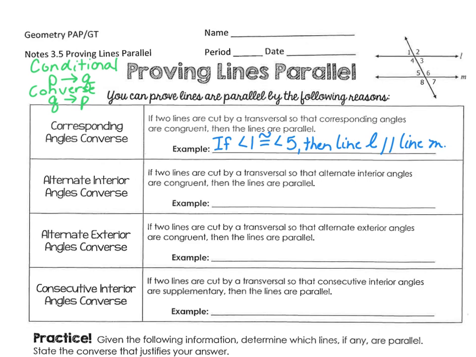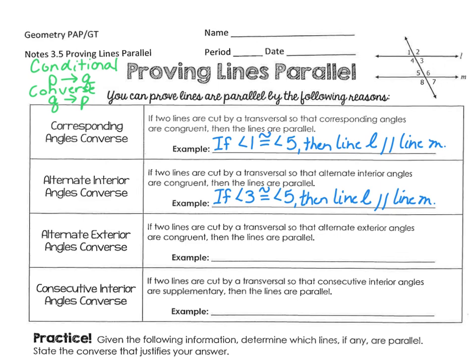Our next theorem is the alternate interior angles converse, and it says if two lines are cut by a transversal so that alternate interior angles are congruent, then the lines are parallel. So we could say, again looking at the figure on the right, if angle 3 is congruent to angle 5, then line L is parallel to line M.